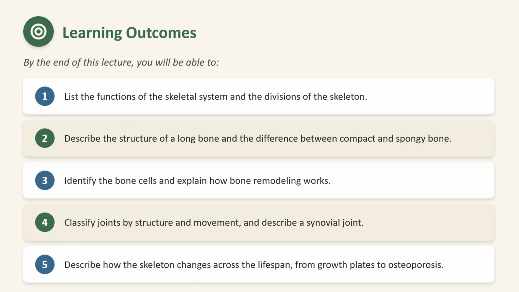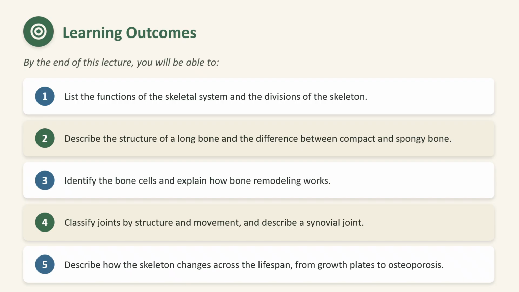Here are our 5 learning outcomes for this lecture. First, list what the skeletal system does for us, and it's more than you'd guess, plus the 2 great divisions of the skeleton, axial and appendicular. Second, describe the structure of a long bone and understand the difference between the dense, compact bone on the outside and the lighter, spongy bone within.